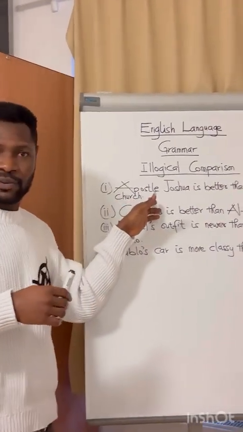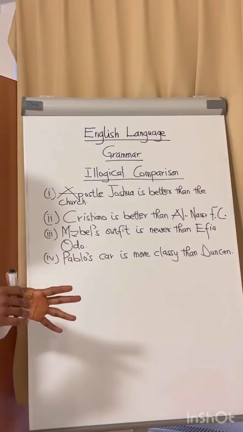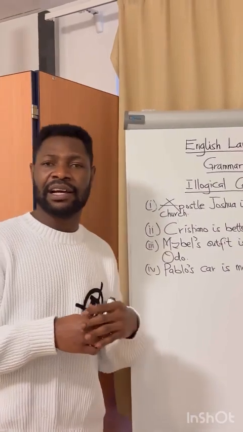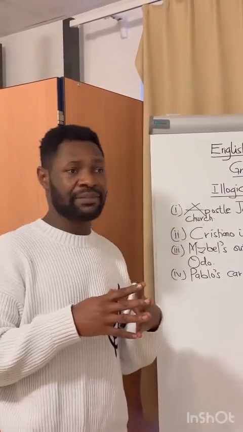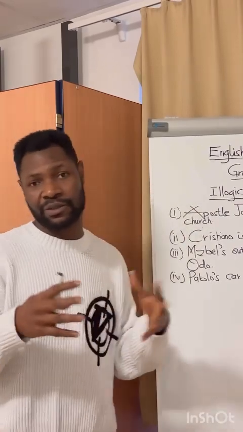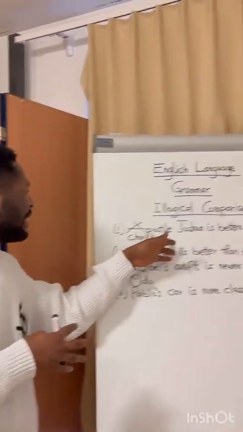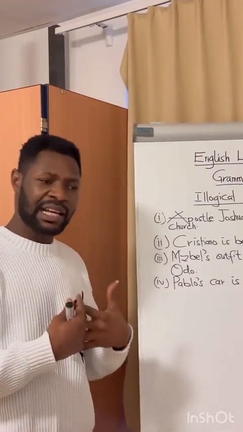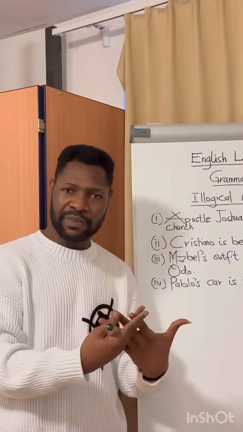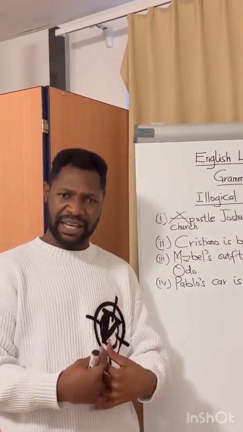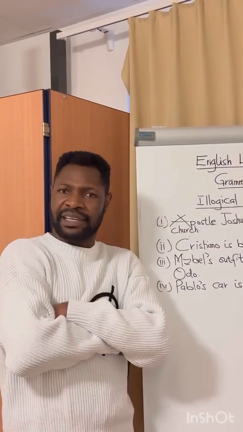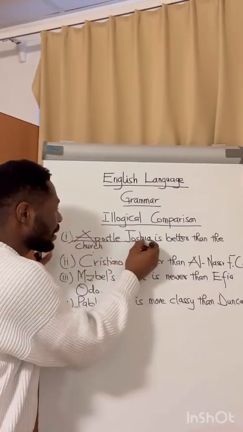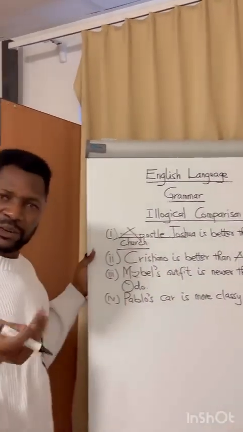Let's look at the first example. Apostle Joshua is better than the church. Yes, we know that Apostle Joshua is one of the most wise pastors, or apostles, we have in the world now, and he has preached a lot of things that have resonated with a number of us. The point is, someone who has sat down to listen to this man for months, for years, has come to resolve that he is better than the church. Which means that he's comparing this man to what? The church. And that is the illogicality here.